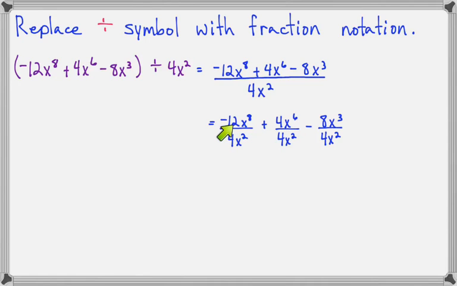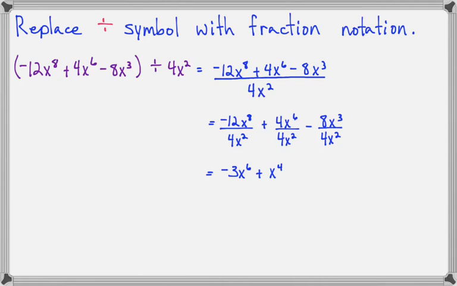So now we have negative 12x to the 8th over 4x squared. Negative 12 divided by 4 gives us negative 3. X to the 8th divided by x to the 2nd gives us x to the 6th. On the middle term, 4 divided by 4 gives us 1, and x to the 6th divided by x to the 2nd gives us x to the 4th.